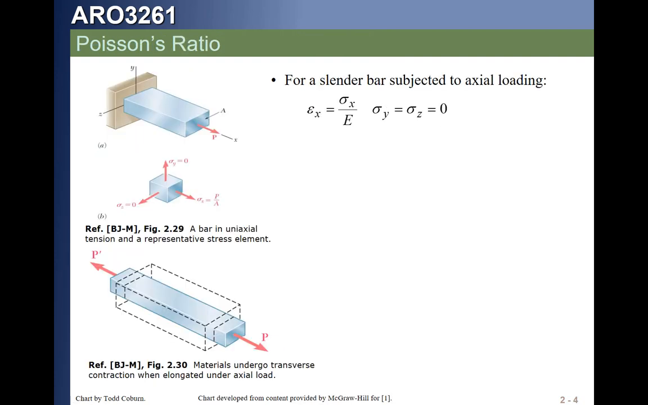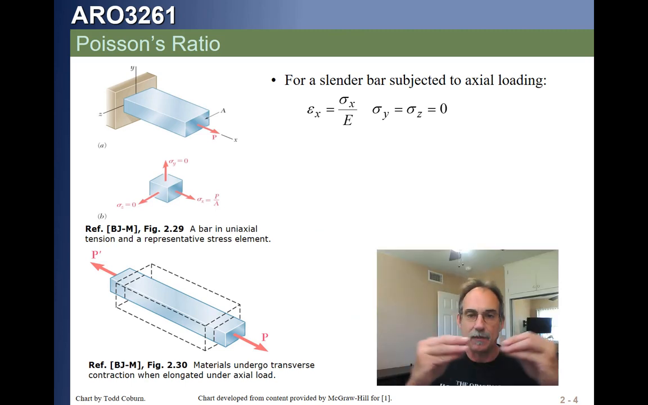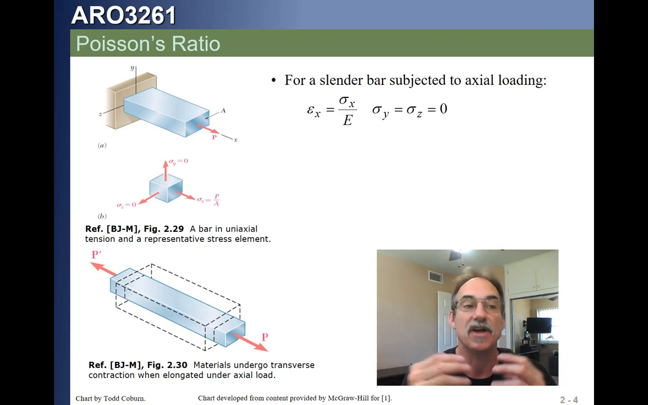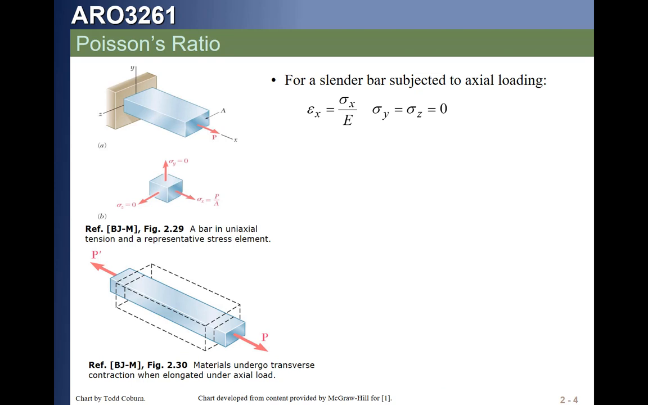Now, this brings us to another idea. If you've ever pulled on something, like let's say a rubber band, as it gets longer, you'll notice it gets narrower. That actually is Poisson's effect. We're going to call it Poisson's ratio.